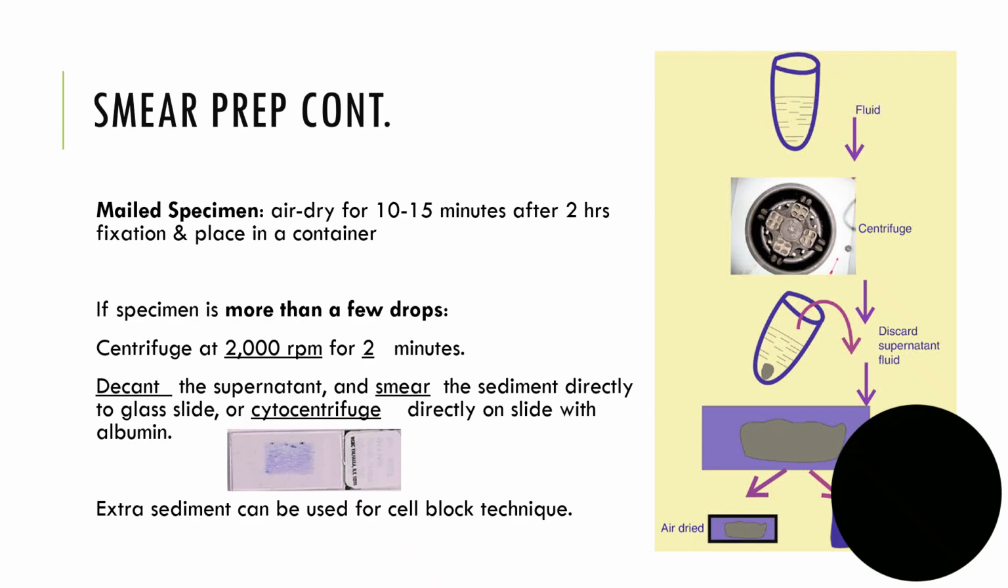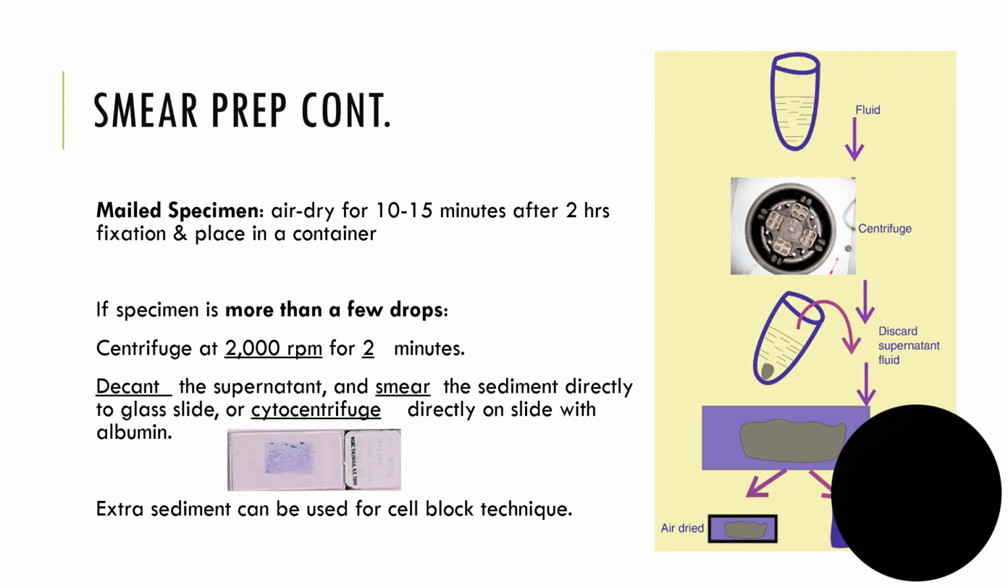Second, we have large volume specimens. If the specimen is more than just a few drops, for example, a large volume of pleural or peritoneal fluid, do not attempt to smear it directly. Instead, centrifuge the specimen at 2000 rpm for 2 minutes. After centrifugation, decant, that means carefully pour off the supernatant. Then, smear the sediment directly onto a glass slide.